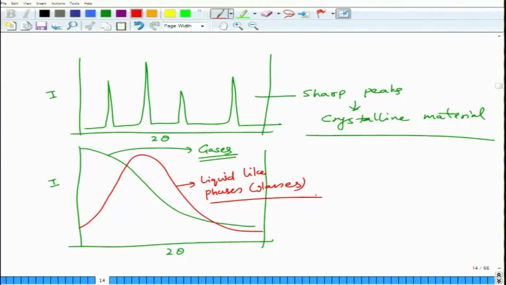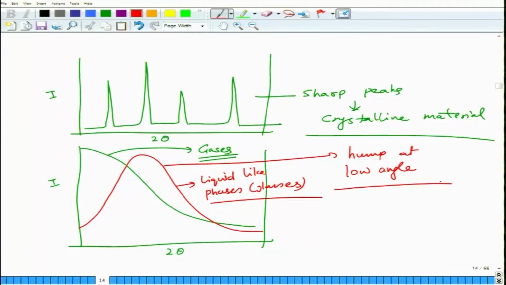So, glasses will show you a structure which will show you a hump at low angles. If you have a bit of swelling on the low angle side in the X-ray diffraction pattern, you know that your material has amorphous content. You might have a pattern with a hump on the low angle side, but peaks on the high angle side, then it has a mixture of crystalline and amorphous phases in the same material.